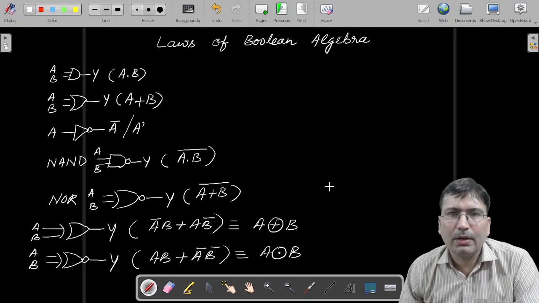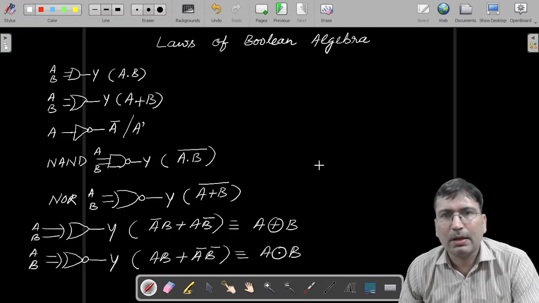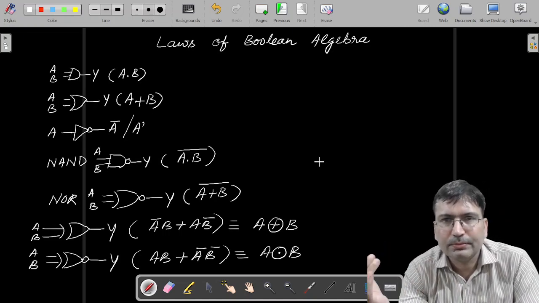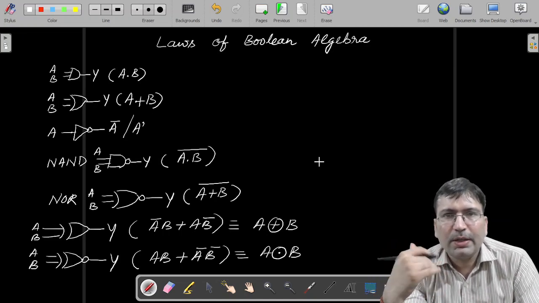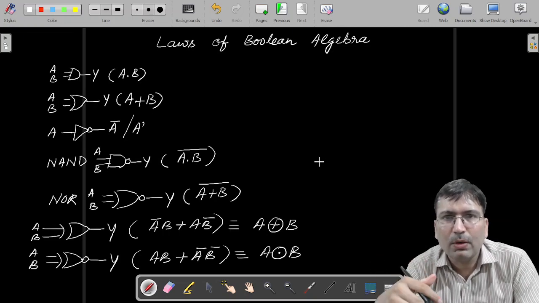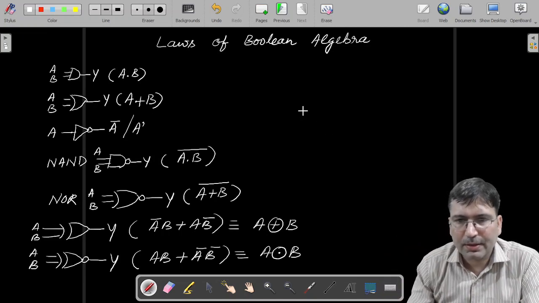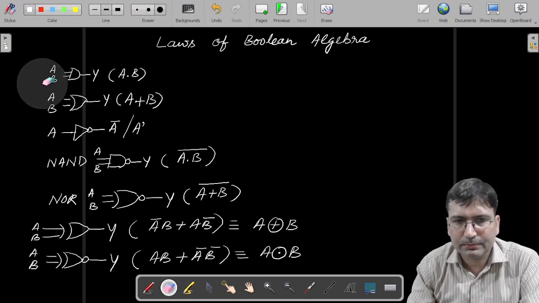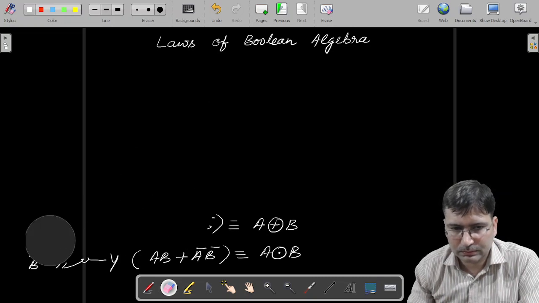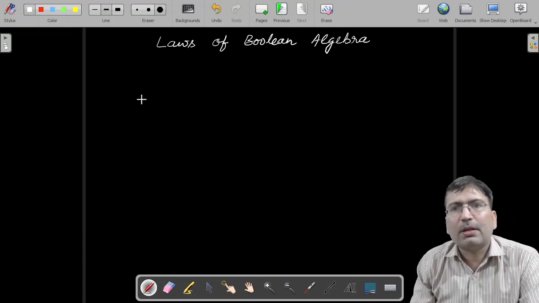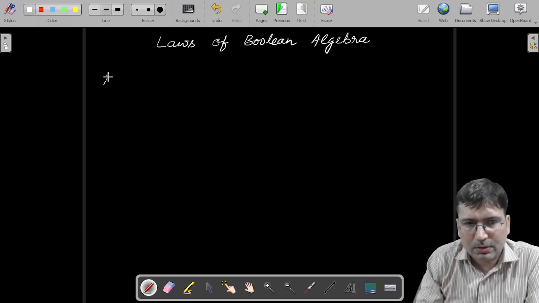We may have any kind of circuit in digital electronics. The circuit's outputs can be written as a Boolean function, and the functions can be minimized. So in order to manipulate the functions, we need to be very much aware of the fundamental laws of Boolean algebra. So let's discuss the laws of Boolean algebra. Let me clear all this. Okay, so there are different fundamental laws of Boolean algebra. Let's talk about the very first one.